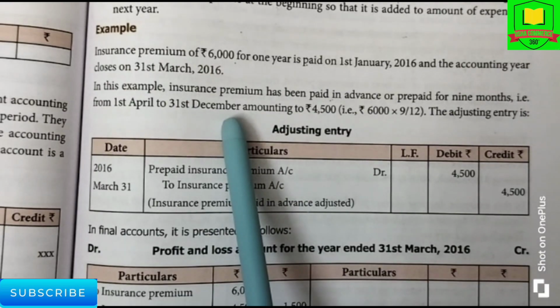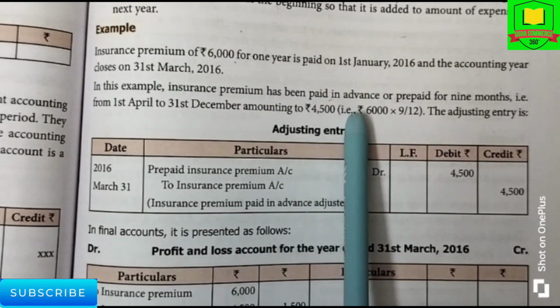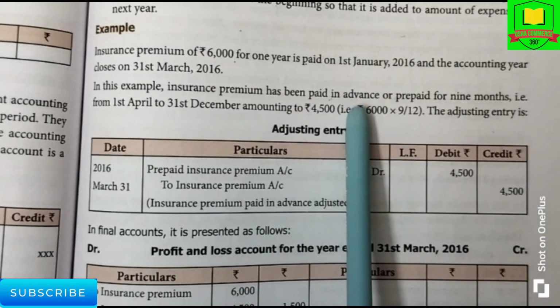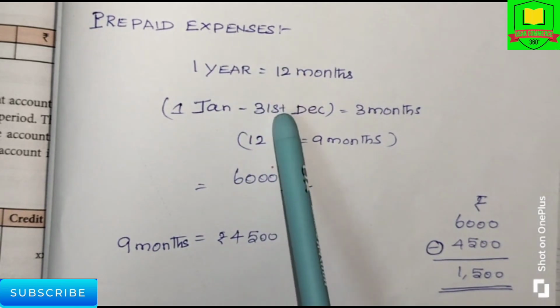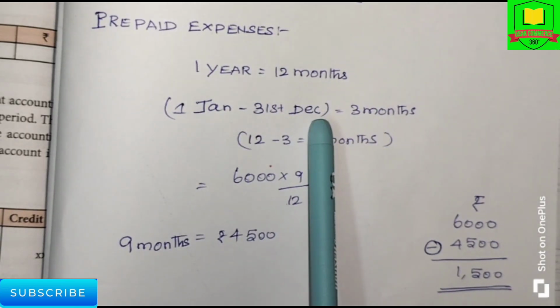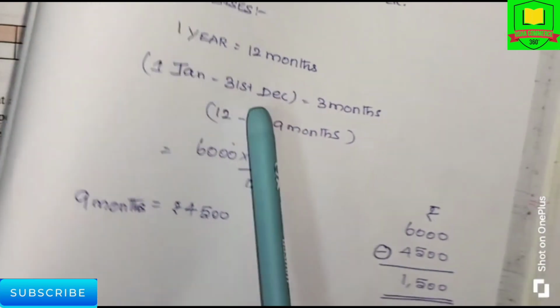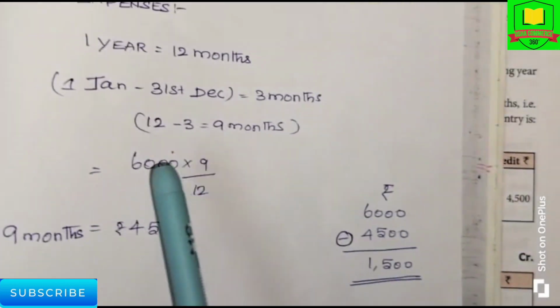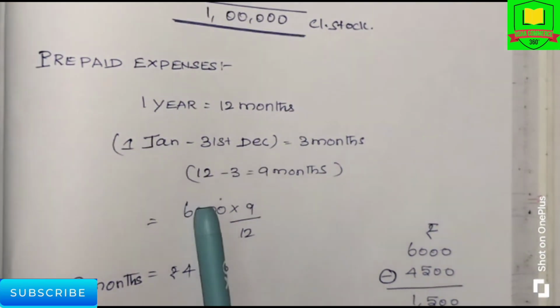That is, you paid in advance. You need to take only 3 months for calculating the current accounting period. How will you calculate prepaid expenses for the current accounting period? We have to take only 3 months, from 1st January to 31st March. So we don't take the prepaid portion into the current year calculation.